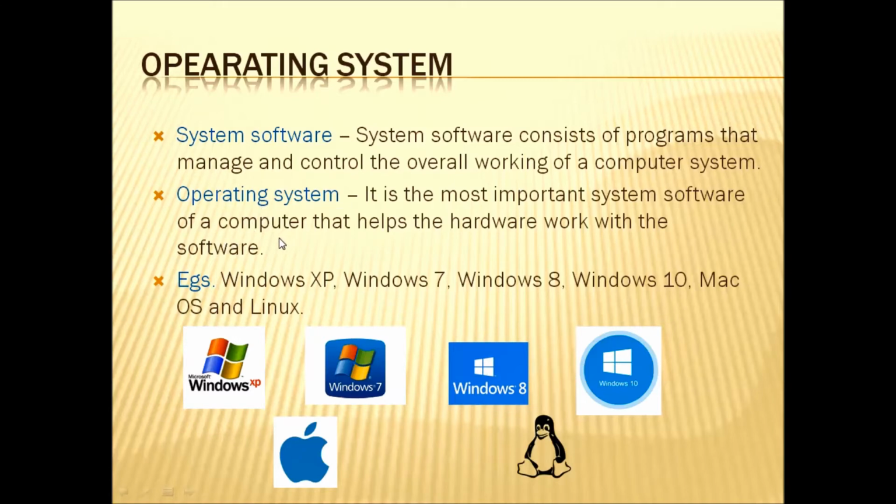Understood, children? Now, some of the examples of operating system are, see, I have given the examples with the pictures. Some of the examples are Windows XP, Windows 7, Windows 8, Windows 10, Mac OS and Linux. Understood? This is about the operating system.